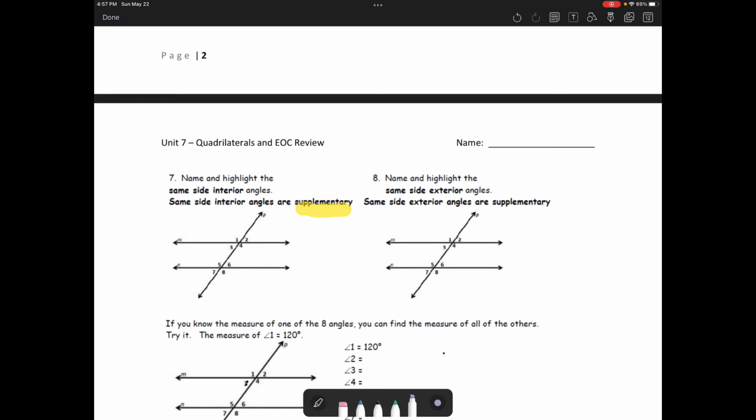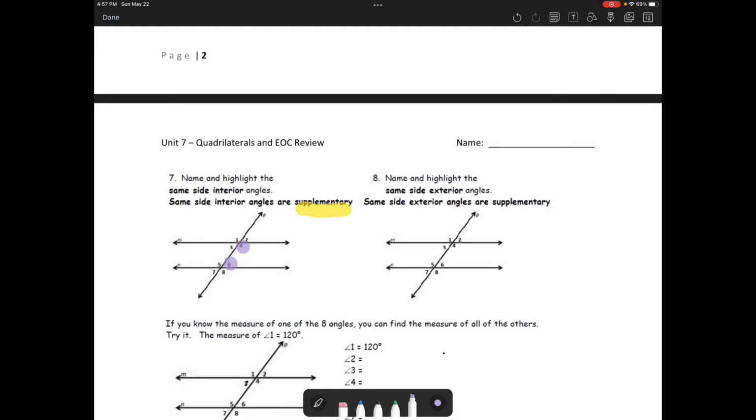So 4 and 6. Those two would be supplementary, meaning if I added those together, angle 4 plus angle 6 would equal 180.